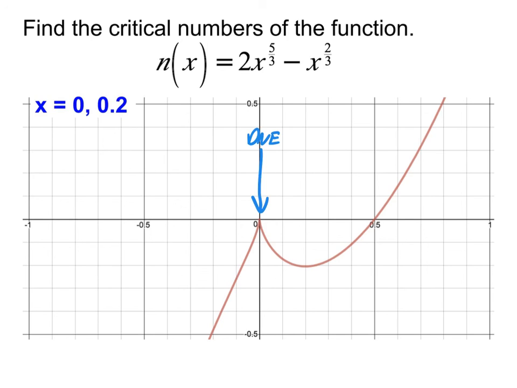And then we can also see here what's going on at 0.2, where the derivative equaled 0. And that actually is a local minimum there. And you can see here at 0, that is a local maximum.